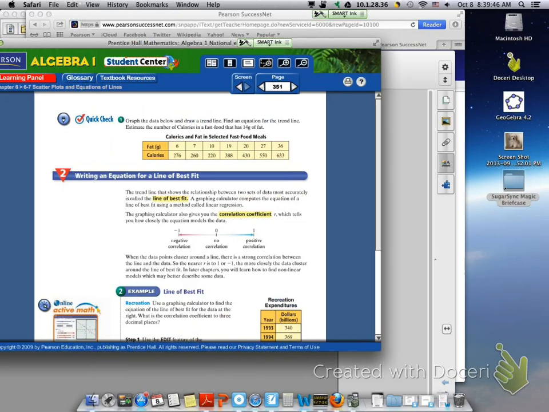Look at that table over there. Calories and fat in selected fast food meals. You don't even know what the fast food meals are, but on the top, which would correspond to the x-axis, you have 6 grams of fat, 7 grams of fat, and so on. And right underneath that, you would see the number of calories that correspond to each of those values of fat.